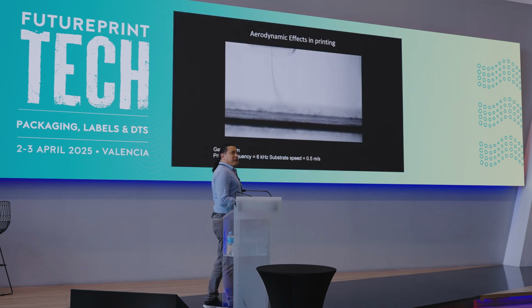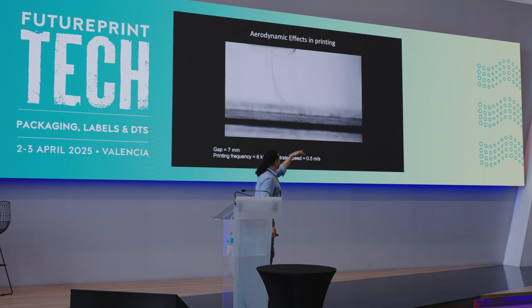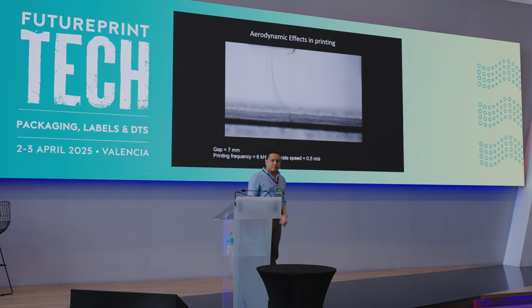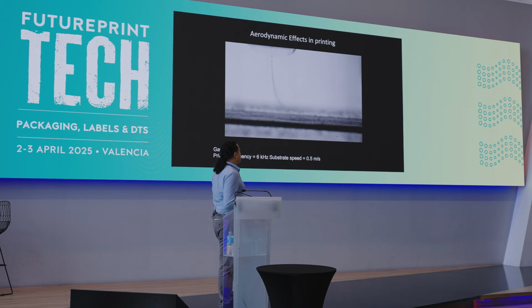We also study aerodynamic effects. So there is a Spectra printhead printing at 6 kilohertz, 0.5 meters per second. The paper is shooting off, and the gap between the printhead and the substrate is about 7 millimeters. And of course, you see the application. So not only printing on flat surfaces, you are trying to increase the gap. But of course, if the gap is too high, aerodynamic effects just drag the droplet, and you never see anything landing on the paper or the substrate. It can be cardboard, with the roughness of the substrate also affecting aerodynamic effects.